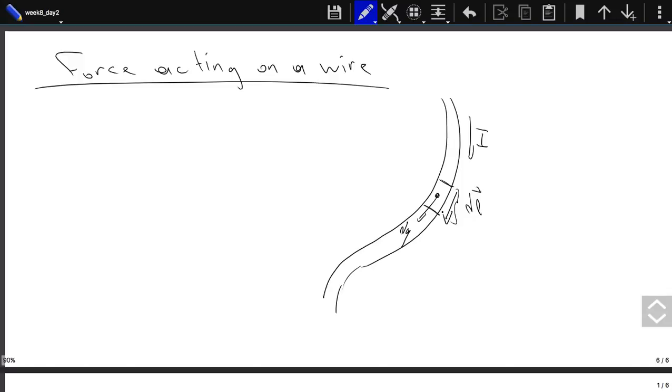We take a very small segment of the wire. In this segment, there is a charge dq, and it's moving. The charges are moving with the drift velocity vd. And let's also assume that the cross-section of the wire here is A. Now what is the force acting on this segment of the wire?